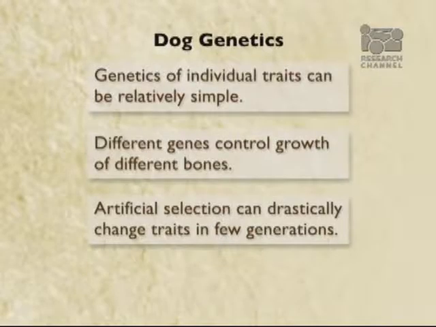Okay, so a summary then of a lot of different dog genetics. The genetics of individual traits can be relatively simple. Simple Mendelian gene for leg length, for example. Relatively small numbers of genes likely controlling several of the other differences. At the same time, different genes controlling the growth of different bones. And I think it's that combination of factors that makes it possible for breeders to do what they do. There's different genes acting in different body parts.